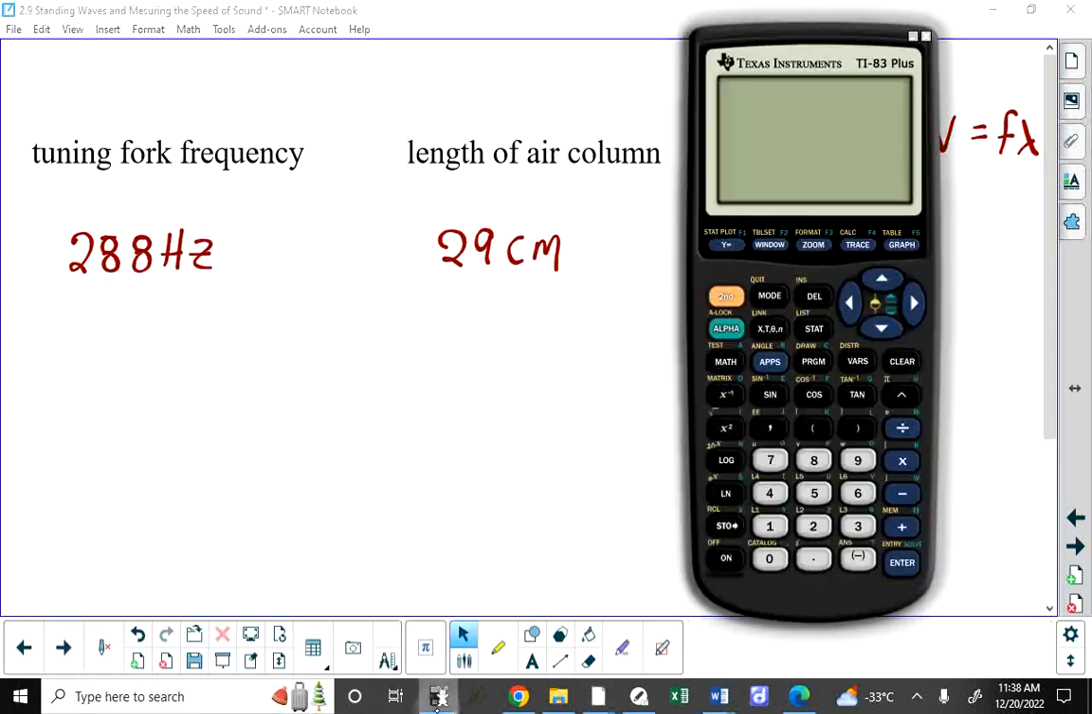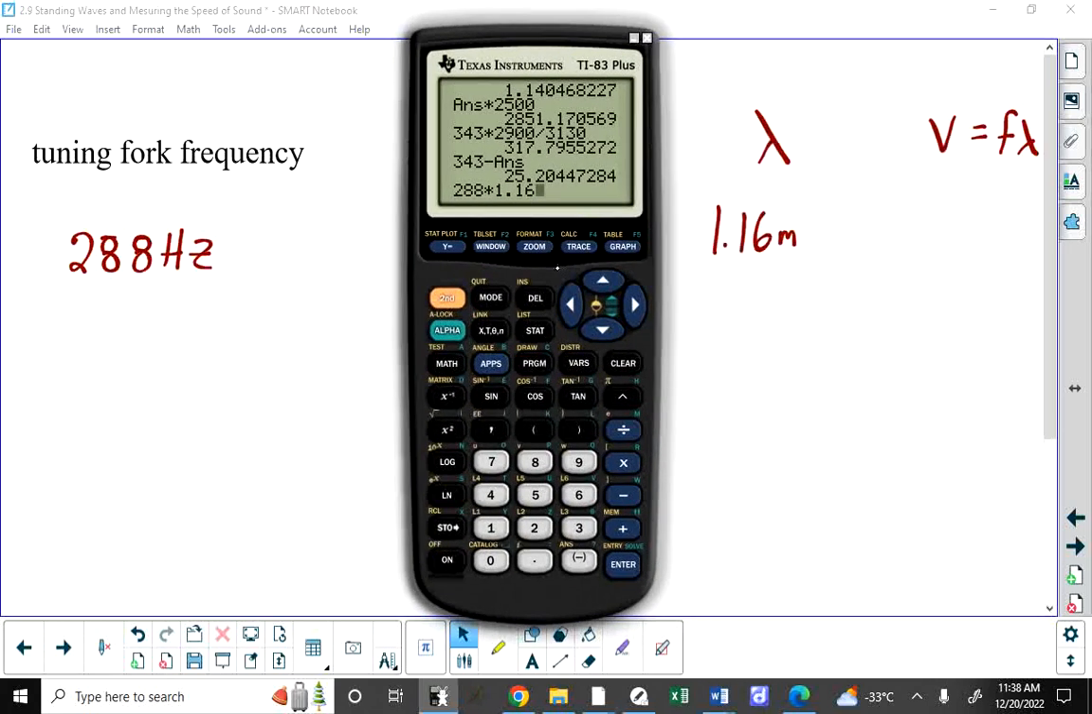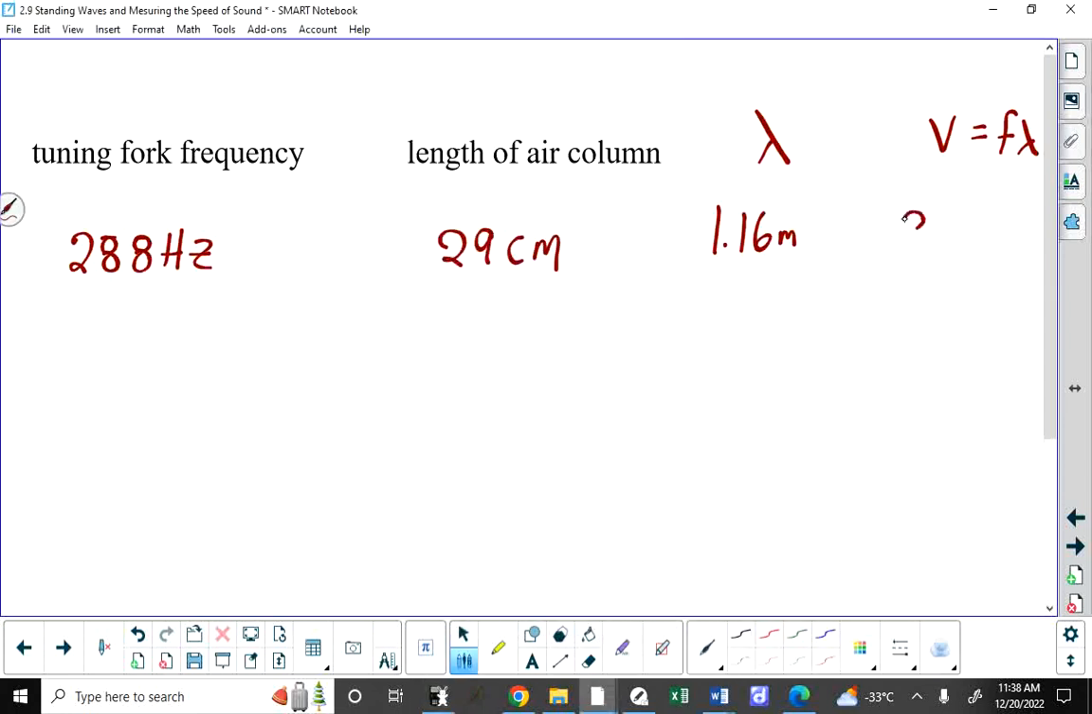So what do we get? 288 multiplied by 1.16 gives you 334 meters per second. And I don't think we really have the right to put any more significance to those digits at the end. 0.08, like, come on, look at this apparatus. This is just roughly eyeballing it, right? I mean, it does have numbers on it.